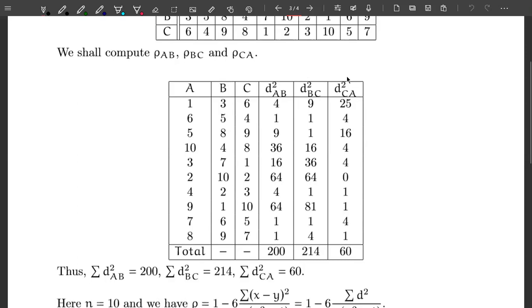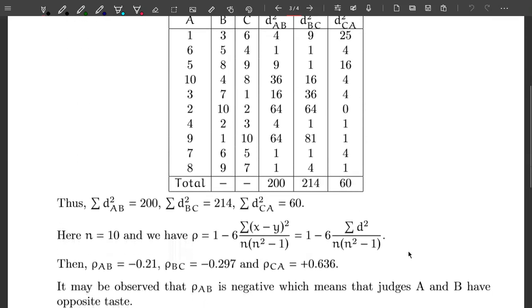Now if you find out D square of CA, we will be taking these two judges C and A, and if you calculate all these values of D square, we get summation D square CA equal to 60. So now based on that we calculate rank correlation coefficient of judges A and B, judges B and C, and judges C and A. What is n here? N is 10.